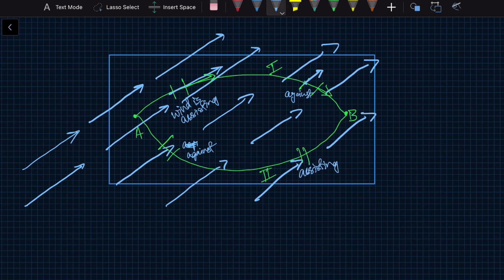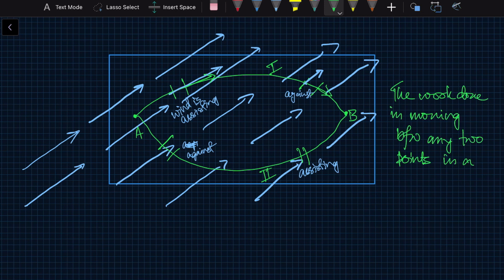The work done will be same in both of these paths, right? Because in the first portion of path 1, the wind is helping him do the work, and in the second half, the wind is going against him and is opposing him, right? But in path 2 also, the same is happening, just alternatively. As we see, the work done is the same, right? Now, let us suppose that this force field is not constant.